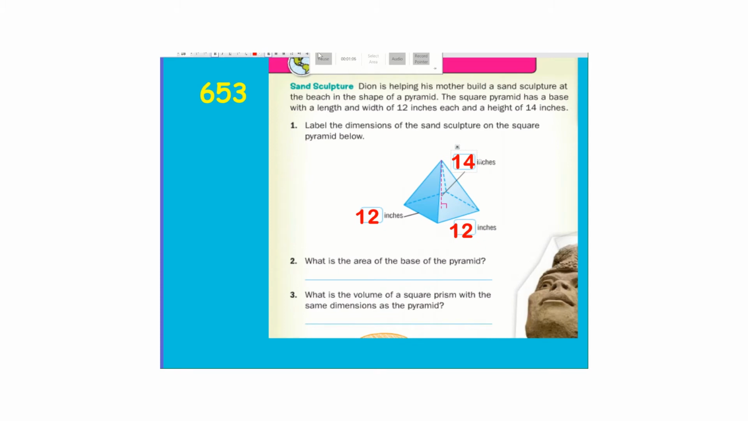Okay, so 12 and 12 on the bases and a height of 14. And I also want you to notice right now that the height of the pyramid goes to the center of the square, the center of the 12 by 12. They have the right angle shown there. It's not the height of the, it's called the lateral height. We'll get to that coming up, but I just want you to notice that's the height of the pyramid, that 14 in the center of the pyramid.